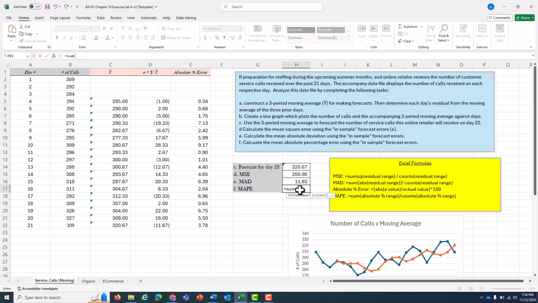the sum of our absolute percentage range divided by COUNTA of our absolute percentage range. And again, this MAPE is going to be very similar to our MAD, just not in terms of the number of calls, but in terms of percentage. And what we're saying here is this methodology for forecasting is going to give us a prediction that should be on average within 4%, 3.92% if you will, of the actual number of calls that we receive during the period.